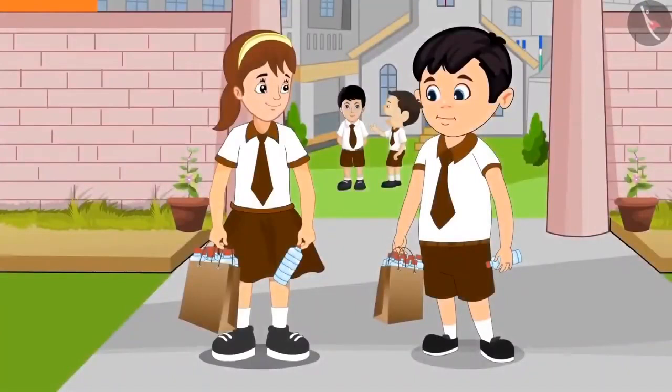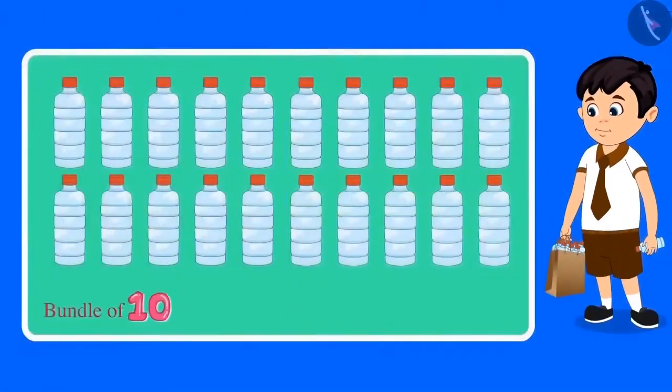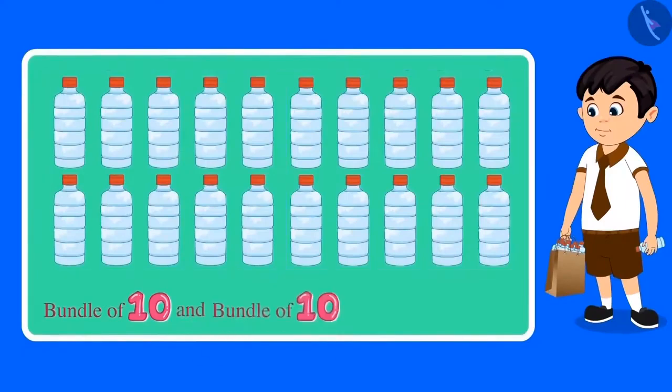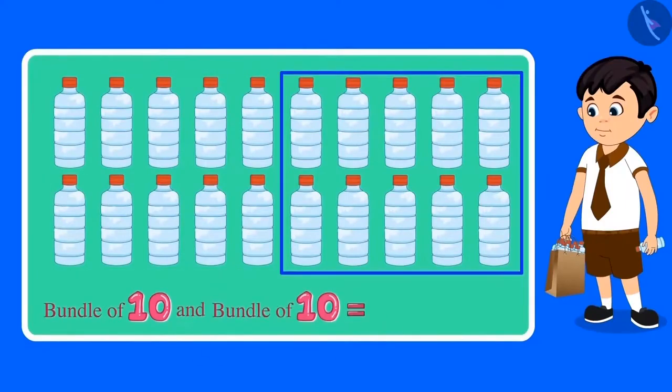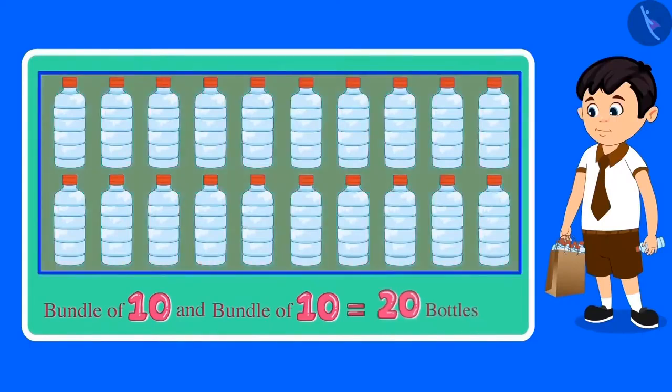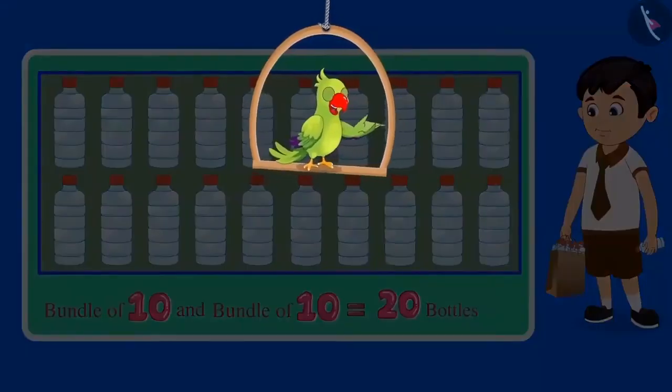So now let's count the number of bottles that Chotu has collected. This is one bundle of 10 bottles and this is another bundle of 10 bottles. These are 2 bundles of 10. So these are 20 bottles. This means that Chotu has collected a total of 20 bottles.